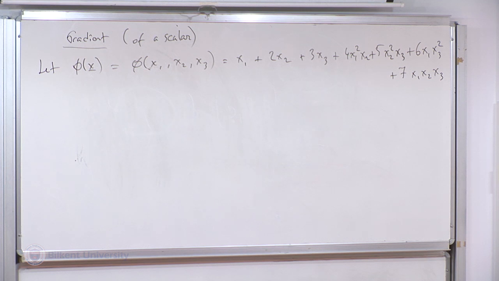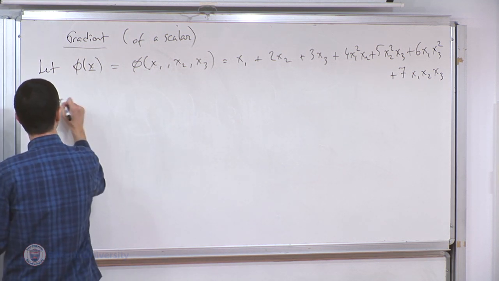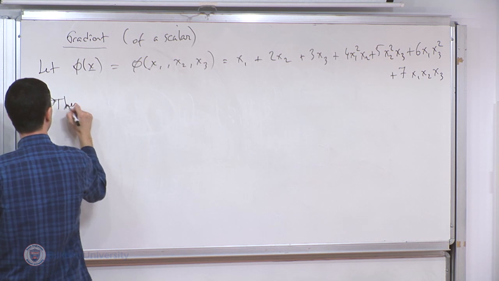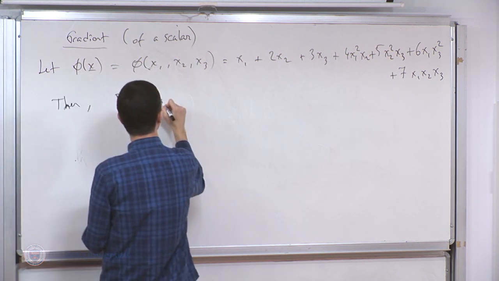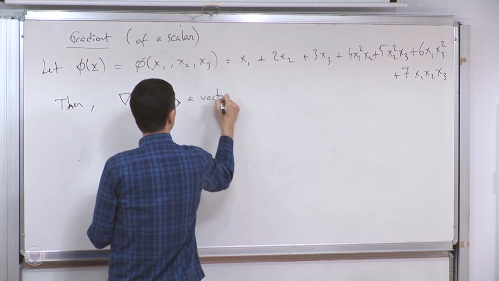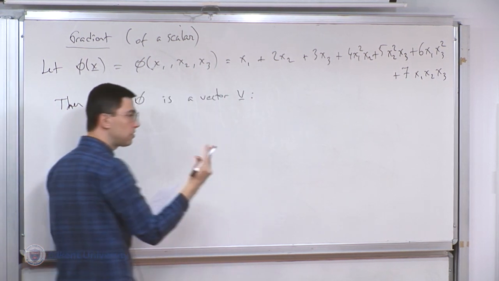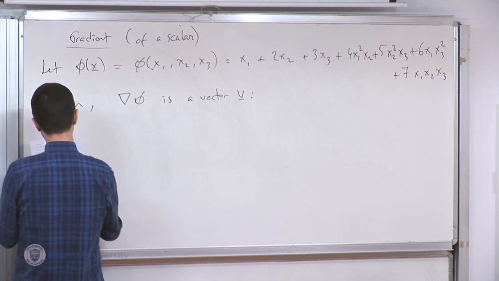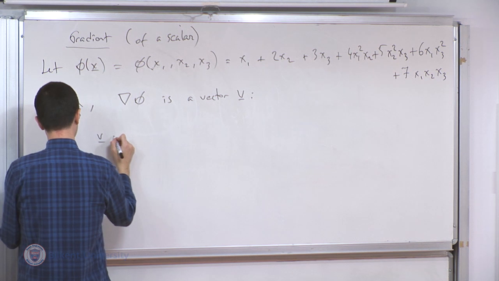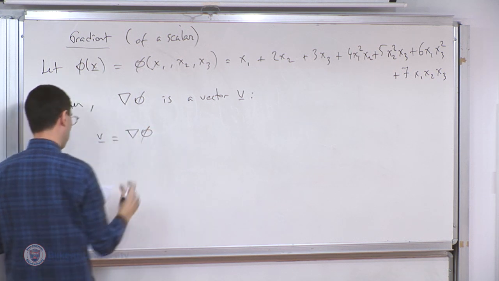So we'll take the gradient of this function. Okay? And the gradient of the function, I will indicate it like this. Gradient phi, it's a vector. And let's say the vector is v. I'm just calling it v. It could be something else. I could have called it W, A, B, C. Doesn't matter. So v is equal to gradient of phi.